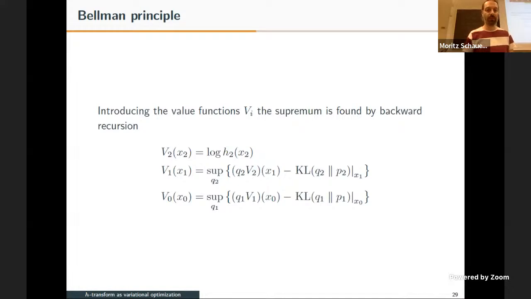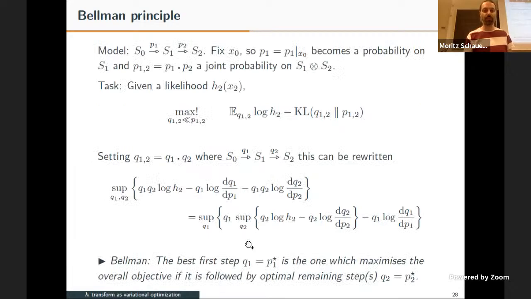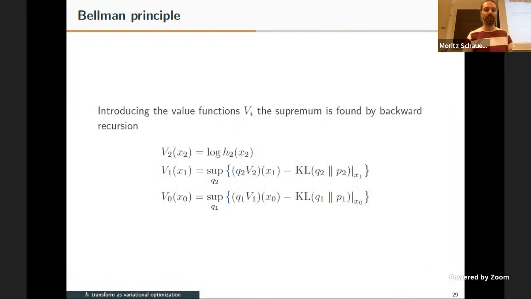And now this will be a bit too technical for the talk, but I would like to have it on the slides and just mention how it works. So if you want to solve this optimization problem, then Bellman invites you to introduce the value functions, and these are defined backward recursively. You start with the H2 function, and then the V1 is the optimizer over the Q2, and the V0 is the optimizer over the Q1. And you get these local optimization problems backwards in time.